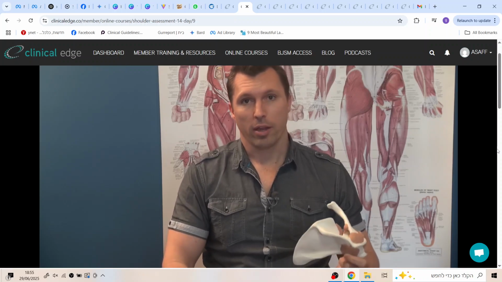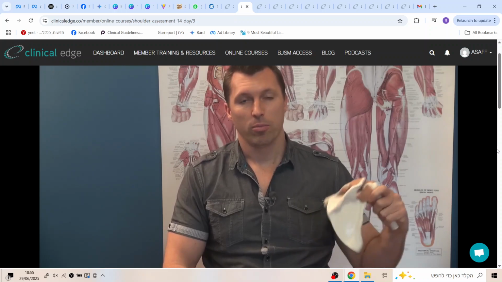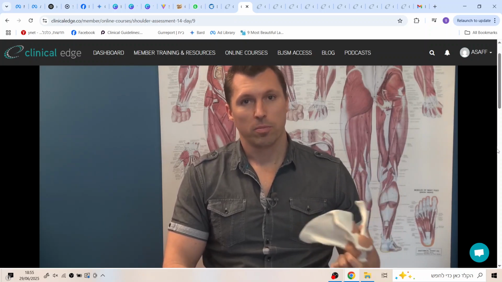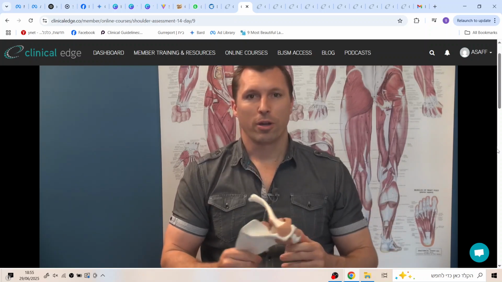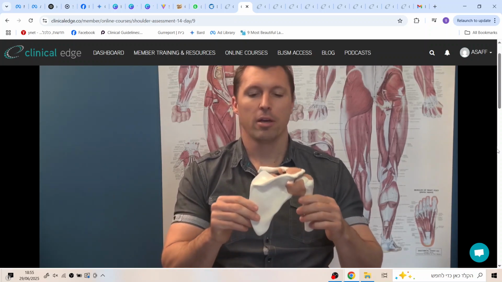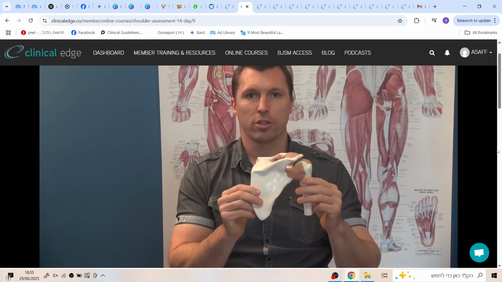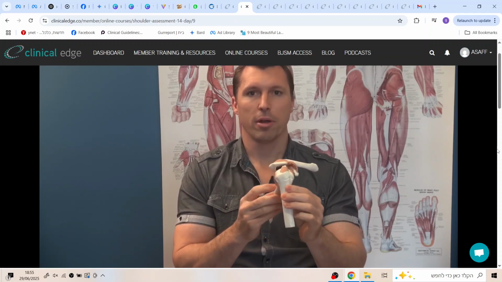So what you can look at, though, is what their baseline scap position is in standing and with movement, and then you can make changes to that and see what that does to their pain. Just to run through some of the scapular positions or physiological movements that you might find in the scapula, we've got protraction and retraction of the scap. You've got internal and external rotation of the scapula.